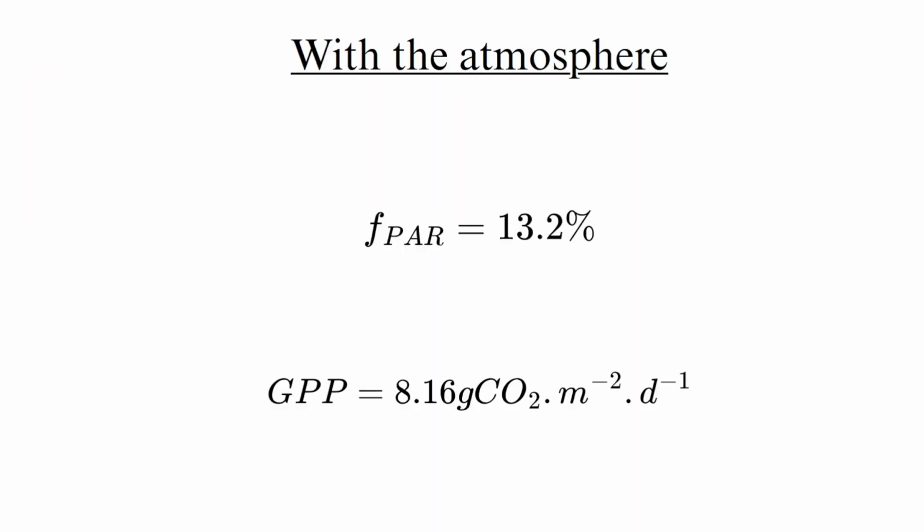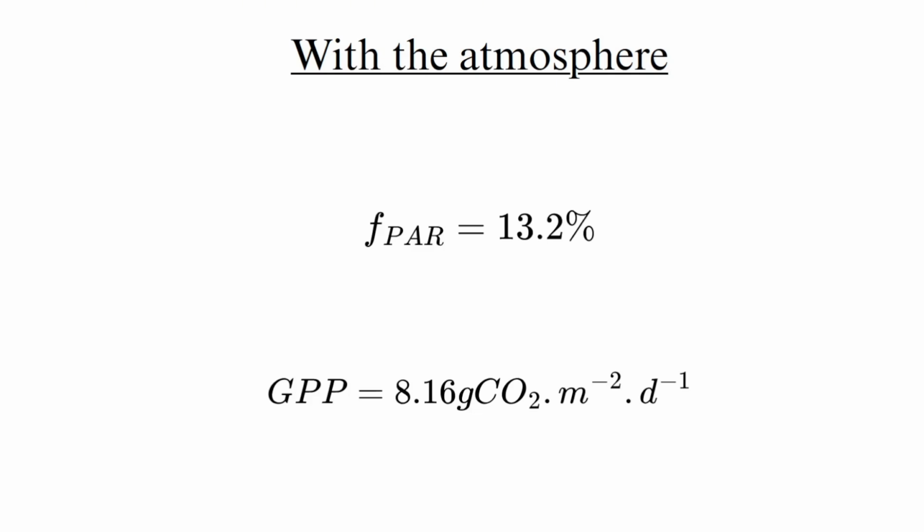With this simulation, we found the value of FPAR equal to 13.2% and a GPP value of 8.16 grams per meter squared per day. Although lower than the previous value, it is still above the 3.14 grams per meter squared per day that is expected for our forest. This may be because our forest is very dense, with some places where the trees overlap each other.